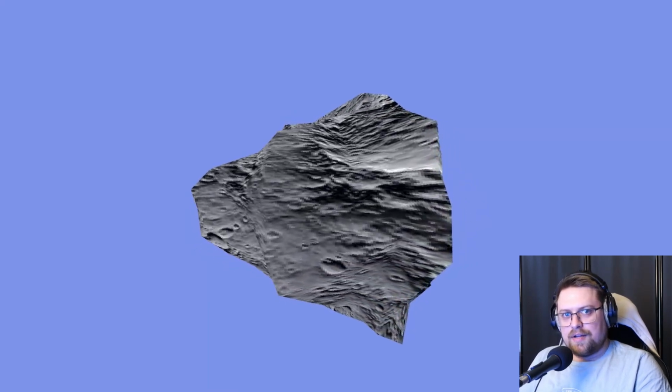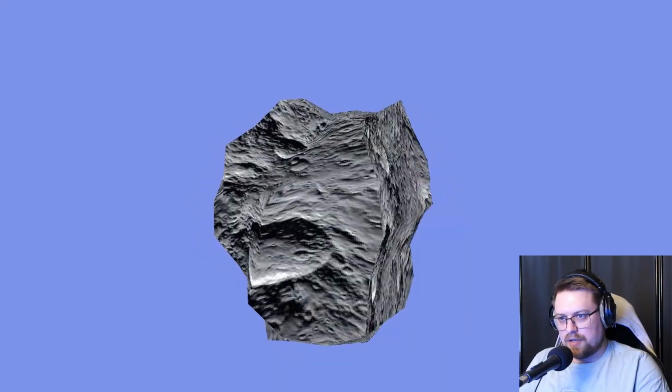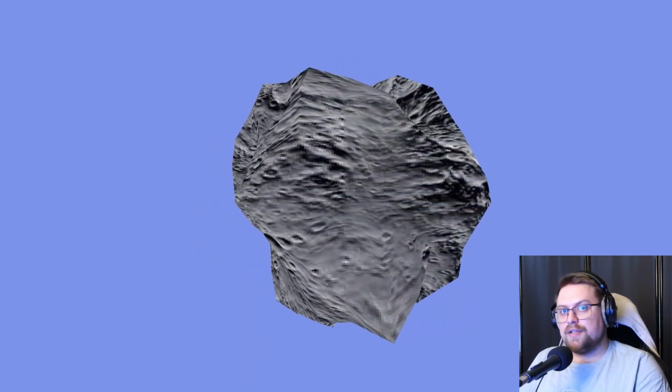Hello everyone. Today I wanted to show you some meteorites that I'm generating for my game, and you can see them on the screen right now. I'm pretty proud of them, and I think for what they are, they look very good.